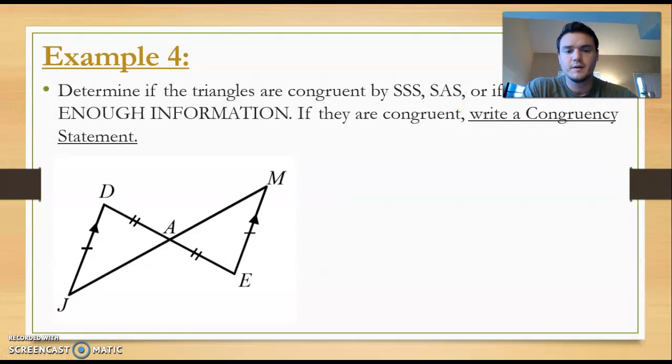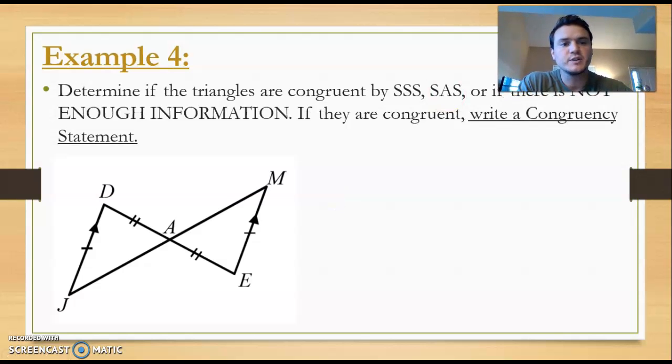Next up, this one should look fairly familiar to one of the problems we did in the triangle scavenger hunt, where you have these parallel lines. That's what these little arrows mean. First off, they tell you that JD is congruent to ME, and also DA is congruent to EA, because those two sides are marked congruent with those marks. So we know that those two pairs of sides are congruent.